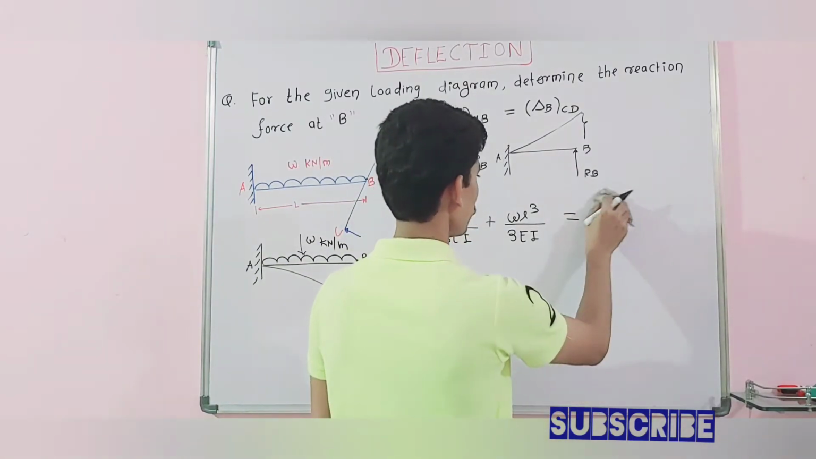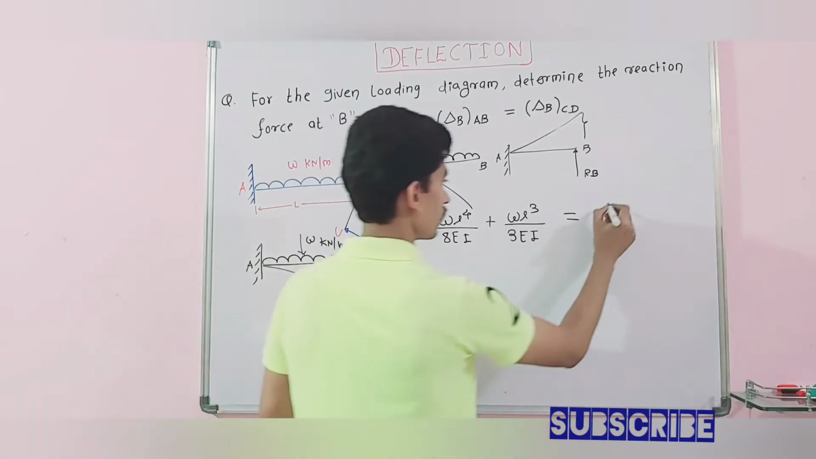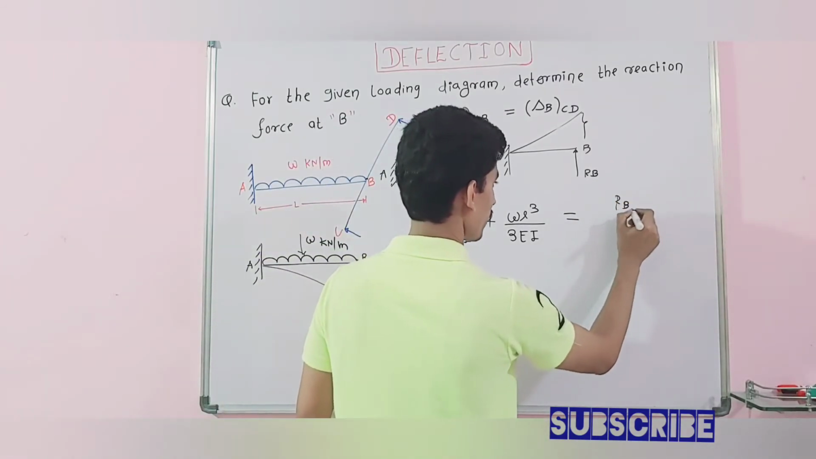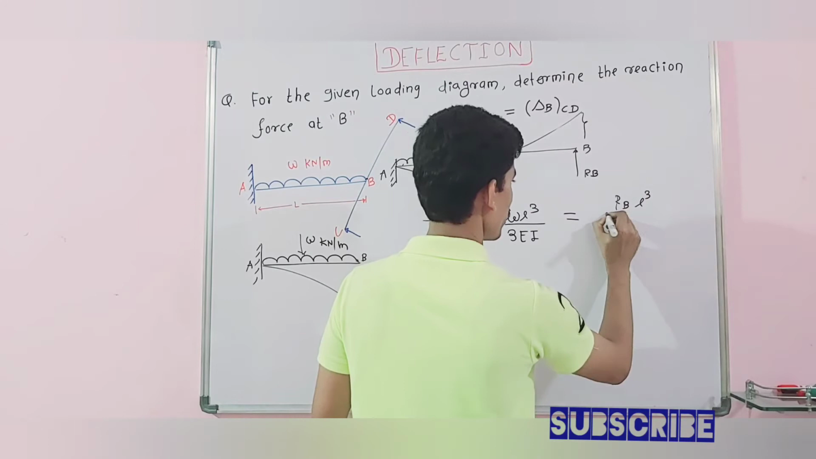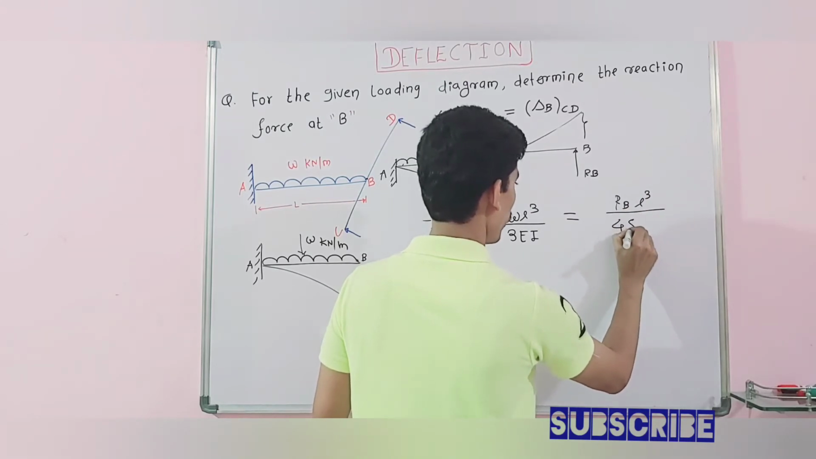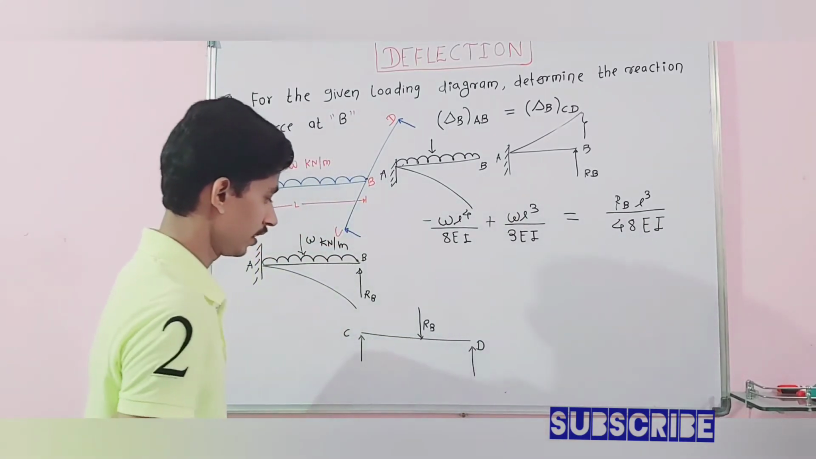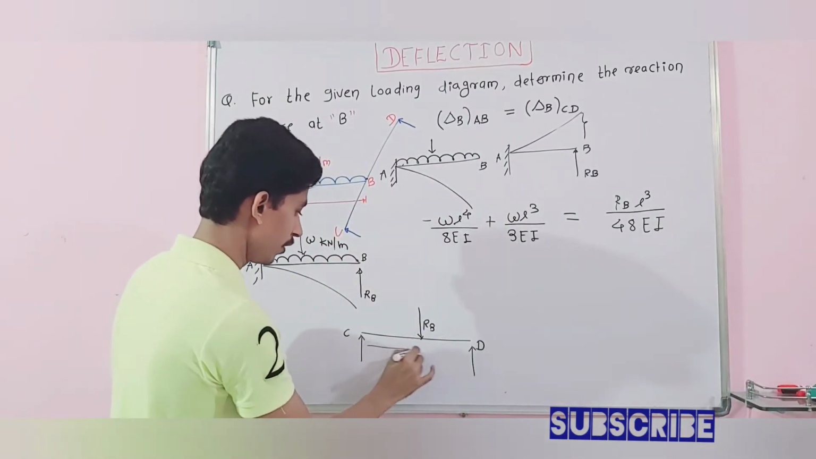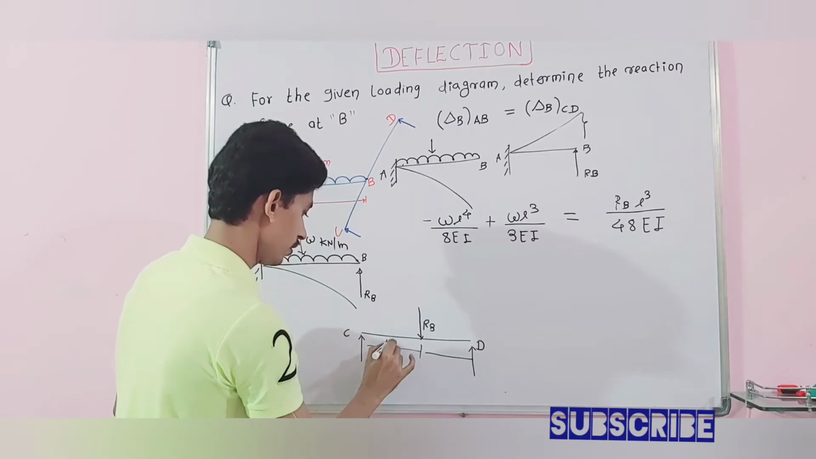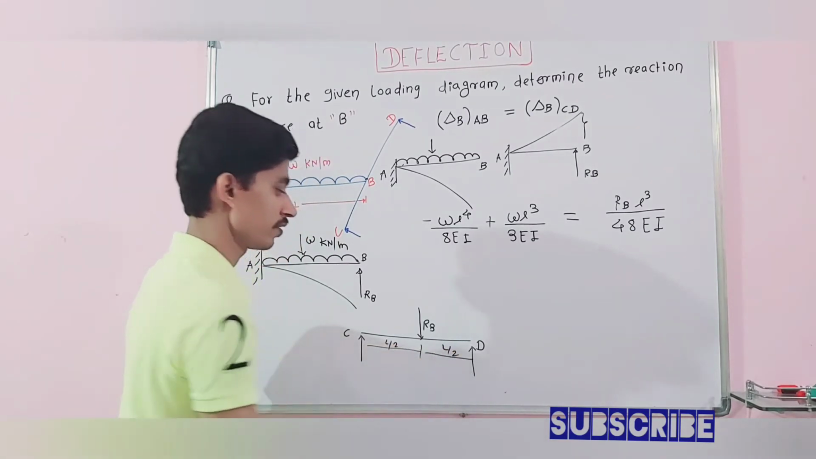We can write here, this is RB. So RB L cube divided by 48 EI, for a point load acting midway. This is a point load acting at the midway, so this is L by 2 or L by 2. This is acting at the midway.